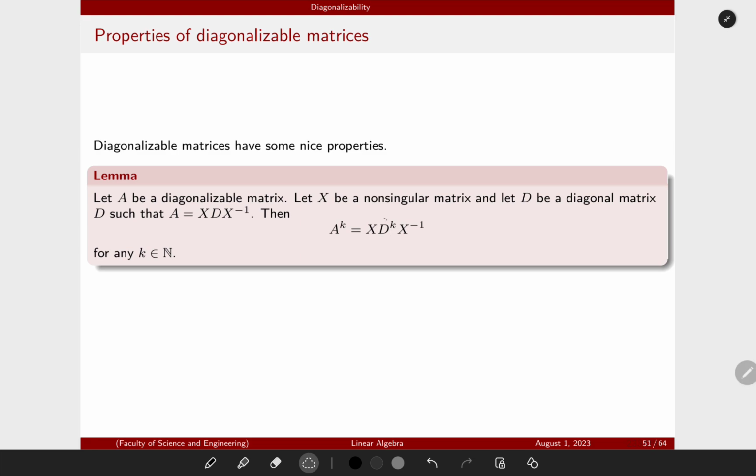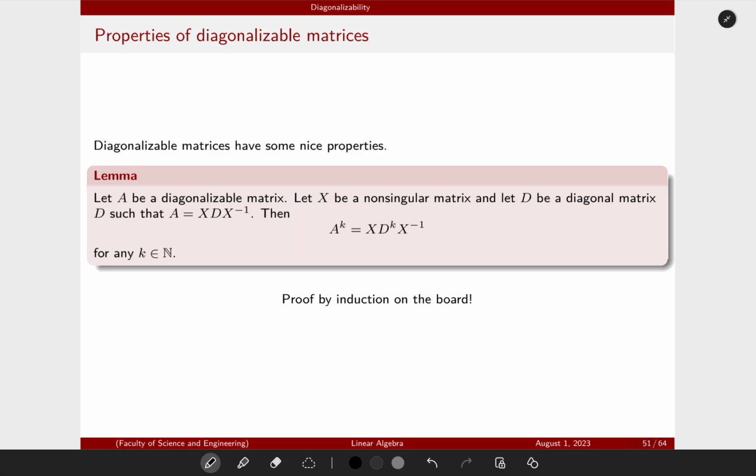And another nice thing about diagonalizable matrices, and diagonal matrices in particular, is if we take a diagonal matrix, let's say this one, with entries D1, D2, and we raise this to the power k, then what you can show is that the only thing you need to do is to also raise these entries to the power k, and then you are done. So it makes it very easy to compute the powers of A.